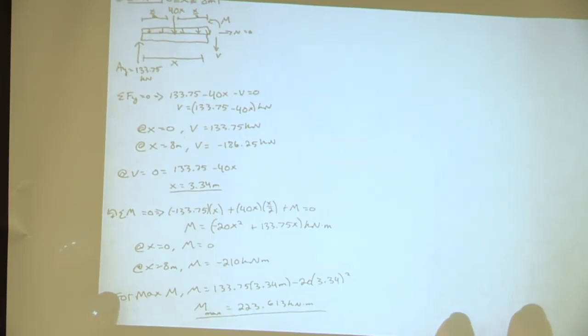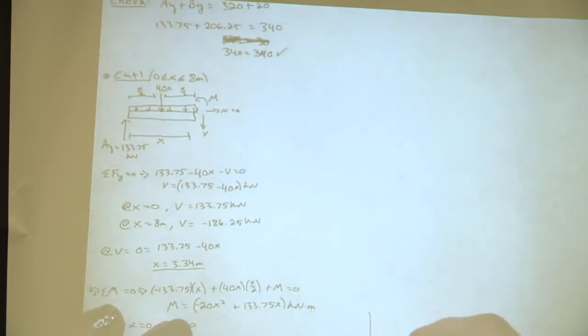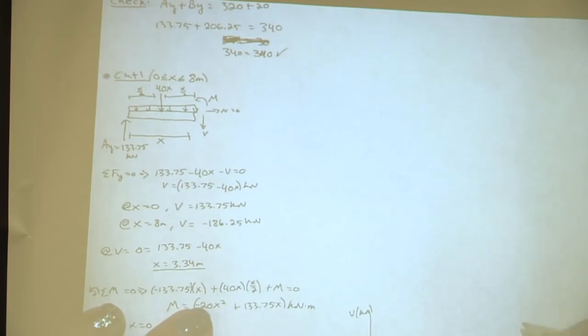Okay, awesome. So can we graph this? Yes, no? Yeah. Okay. So we have V right here in terms of kilonewtons, and then X is in terms of meters. This is our moment.